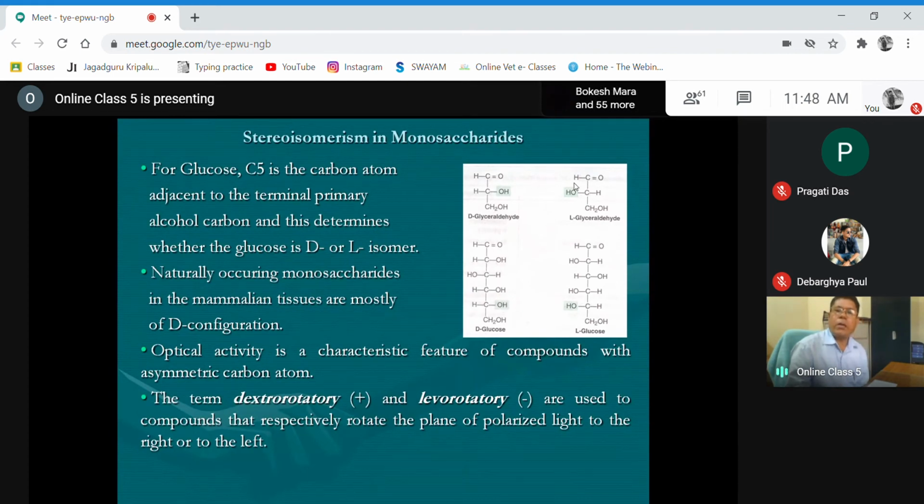Okay, here let's take the example of glucose. If you see here, this glucose molecule has 4 asymmetric carbons, that is carbon number 2, 3, 4, and 5.